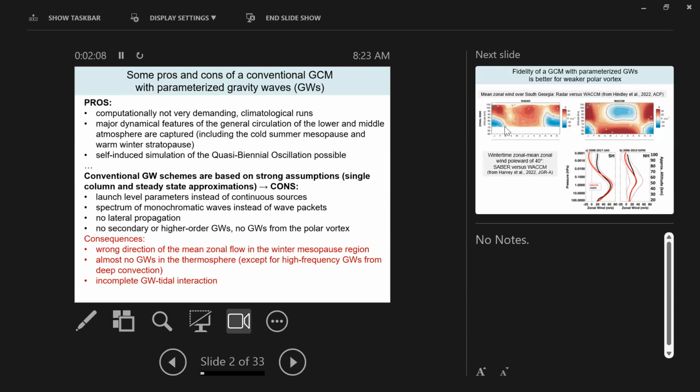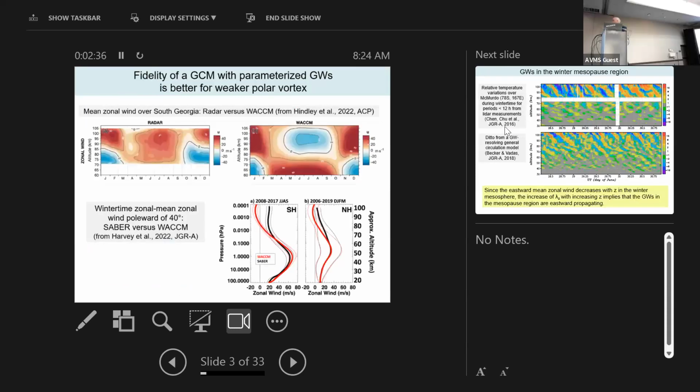And the consequences are, for example, that you usually get the wrong direction of the mean zonal flow in the winter mesopause region in such a model. You almost get no gravity waves in the thermosphere, except for high frequency gravity waves from deep convection that are also dissipated by molecular viscosity, say below 200 kilometers. And also very important, I think the gravity wave tidal interaction is incomplete in a conventional model.